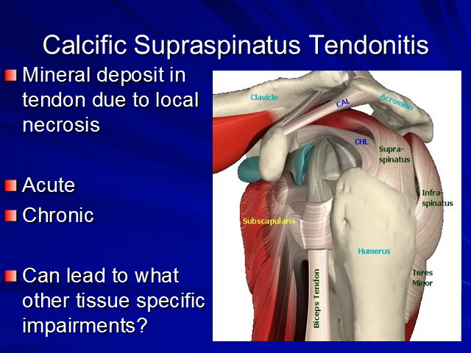Okay, let's talk about calcific supraspinatus tendinitis. What is this? Well, basically this is mineral deposits in that supraspinatus tendon, which you can see on the diagram on the right-hand side of your screen. These mineral deposits are due usually to some sort of tissue death within the tendon. So you get necrosis of that tendon. It's usually more distally, close to the humerus.